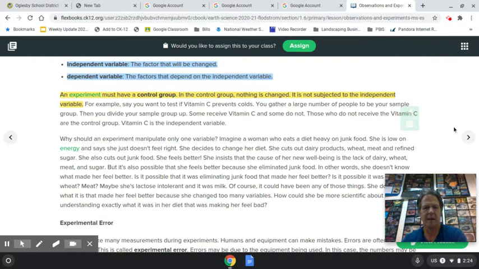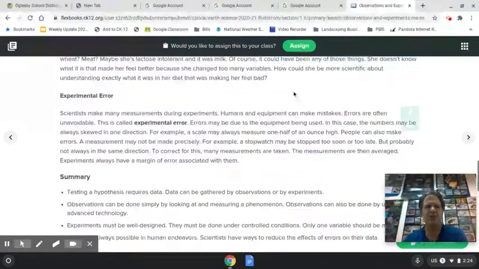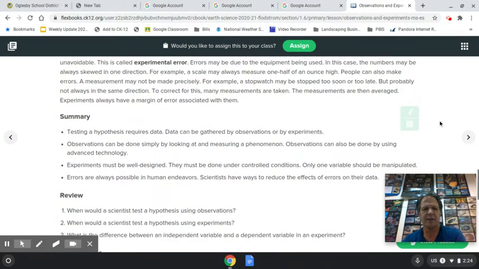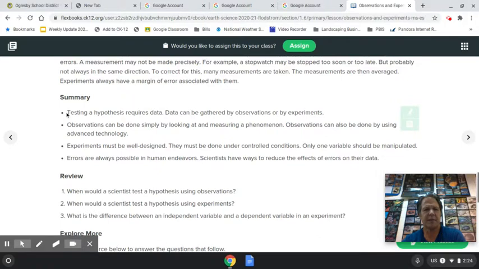All right, I'm gonna roll down here. They also talk about how there's human error, and so that'll be built into the experiment. So here in summary is this. When you're testing a hypothesis, it requires data, and the data is either gathered by observation or by experiments. Observations can be done simply by looking or measuring a phenomenon. They also can be using more advanced technology.